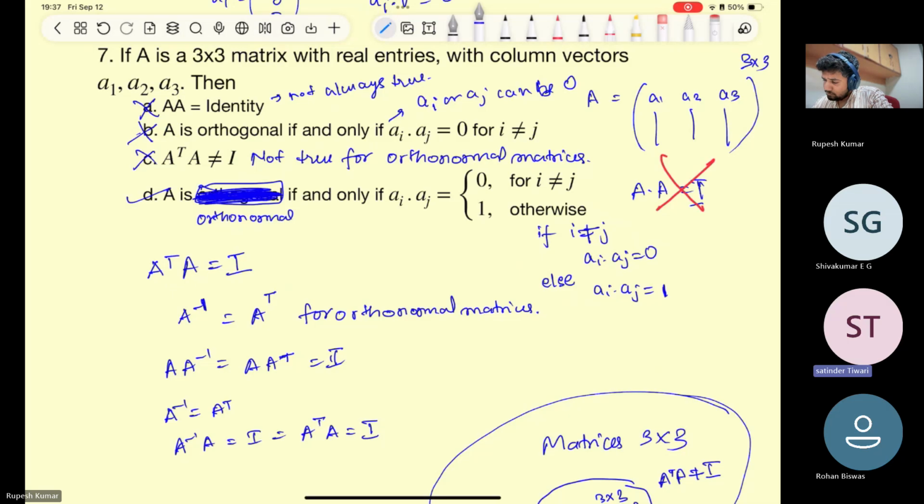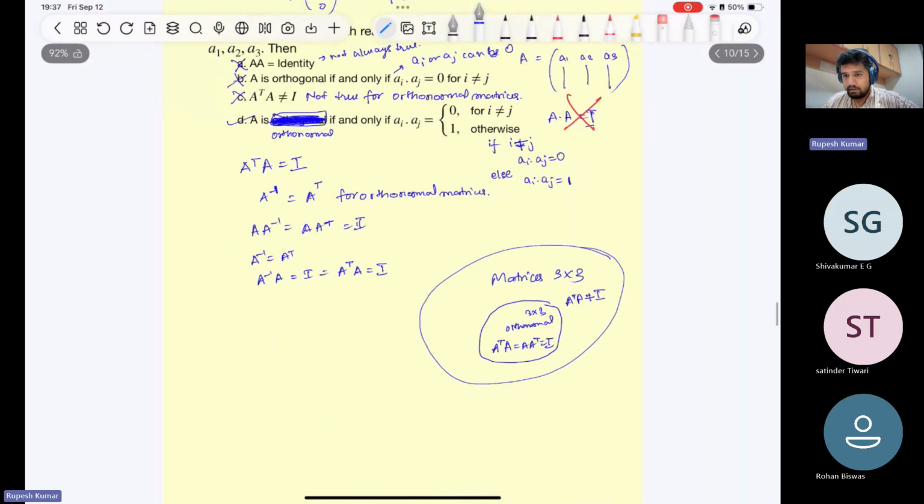Ai dot ai, when i is equal to j, so this essentially means i equals j, so it will become ai dot ai. But it means the column vectors are unit vectors. So that's why I'm using this orthonormal term here. Fine. Any other doubt?